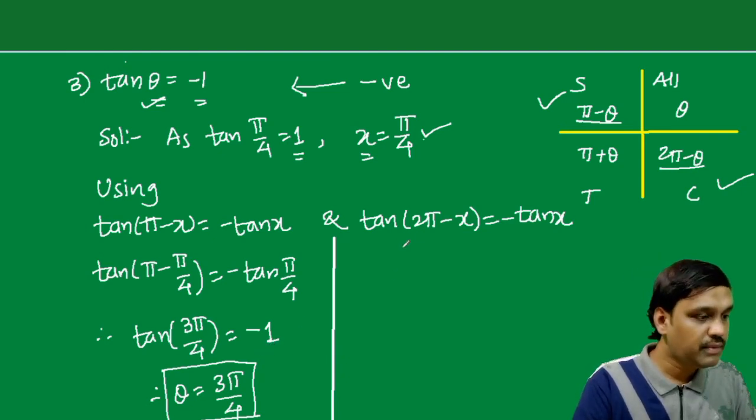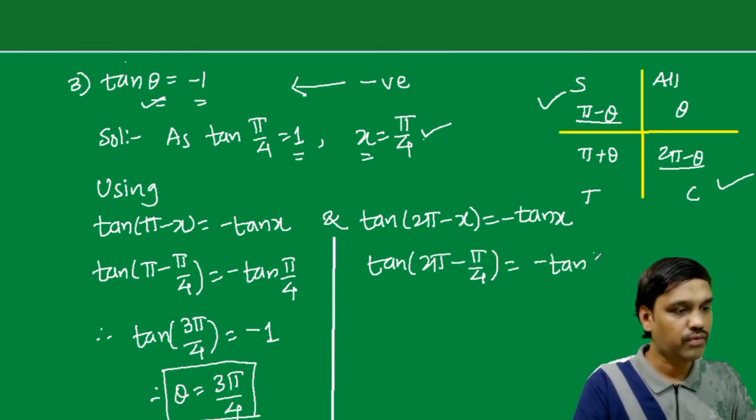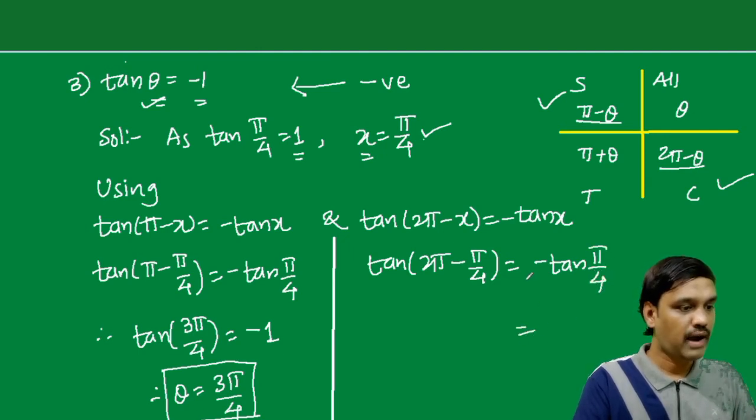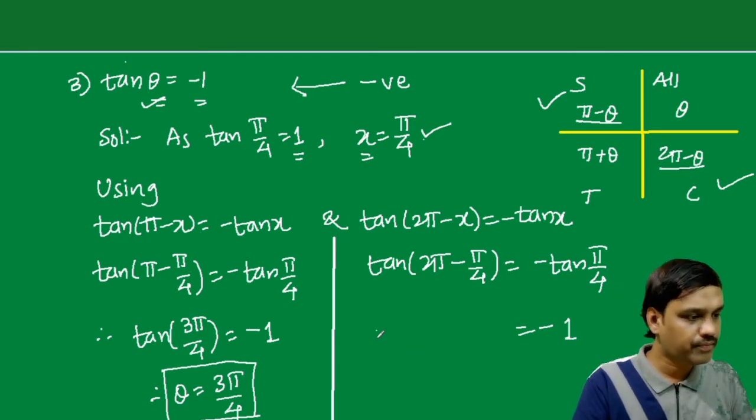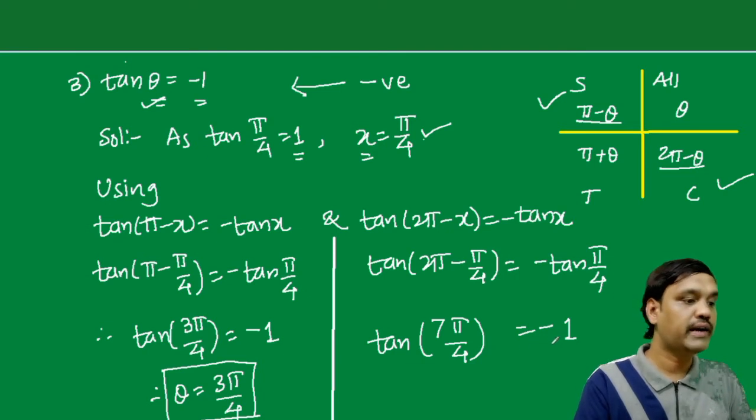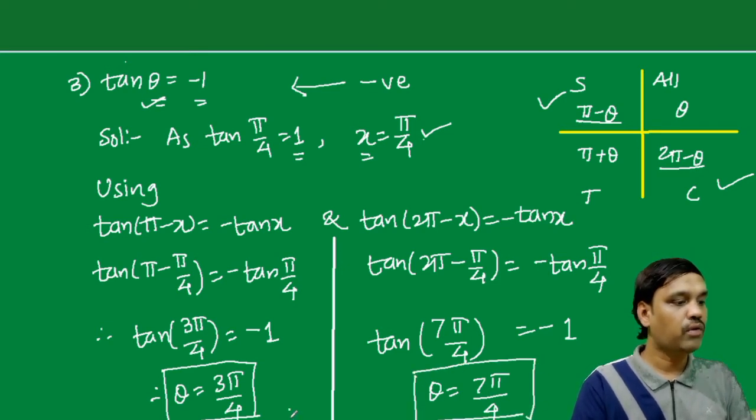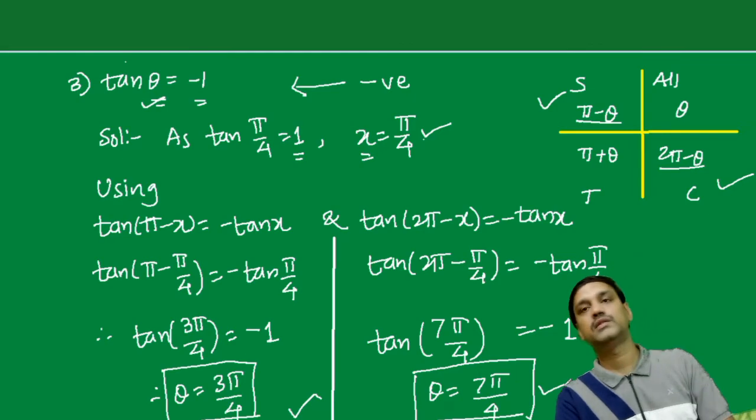Okay, so see, similarly I am going to calculate here tan of 2 pi minus x. X means pi by 4, which is equal to minus tan of pi by 4. Now obviously the minus sign stays as it is, tan of pi by 4 means 1, so it will be minus 1. What is the left hand side? Tan of 2 pi minus pi by 4. So 4 into 2, 8 pi, 8 pi minus pi, it is 7 pi by 4. So tan of 7 pi by 4 is also minus 1. It means theta is equal to 7 pi by 4. So our principal values are 3 pi by 4 and 7 pi by 4. This is our final answer.